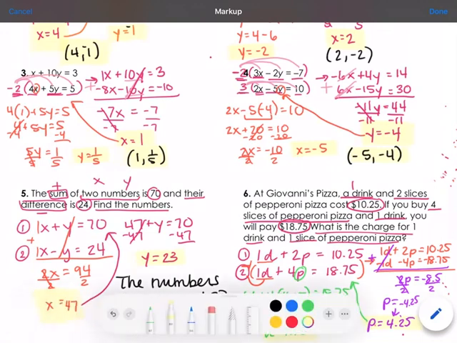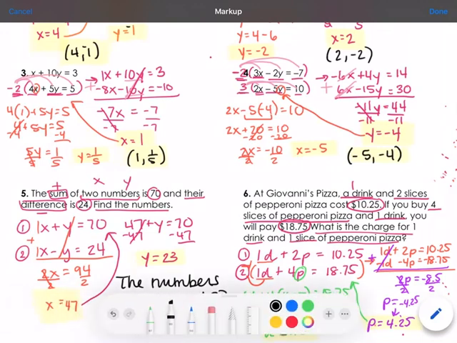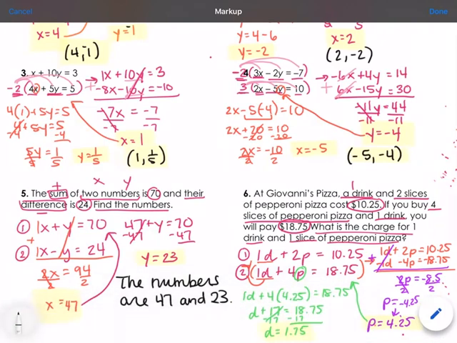Okay, so the charge for 1 drink is, and we can go ahead and add our units here, a drink is $1.75, and a piece of pizza is $4.25. So that is my solution.